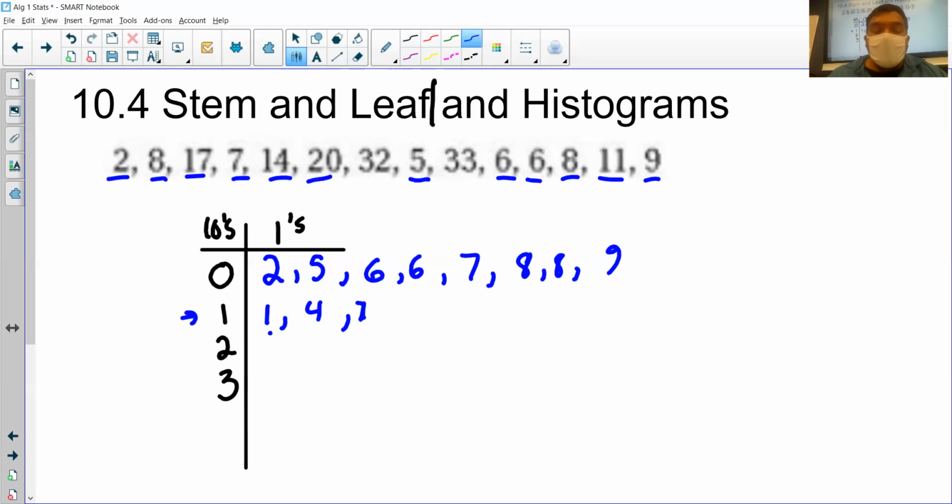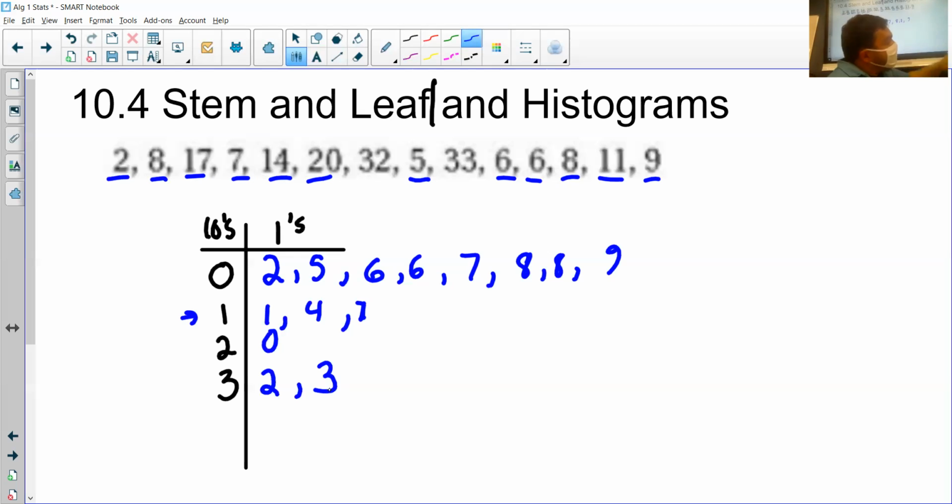20 is the only one in the 20s, right? There's no other 20s. So the only number that's going to go here is 0, because it's 2, 0: 20. The next one will be 2. Now the next ones, the 32 and the 33, will be 32 and 33. So this is 32 and this is 33.